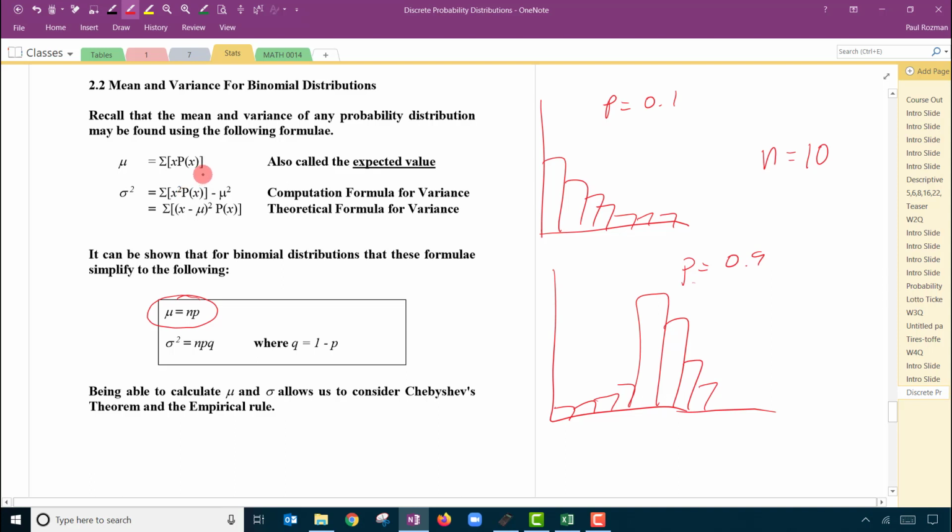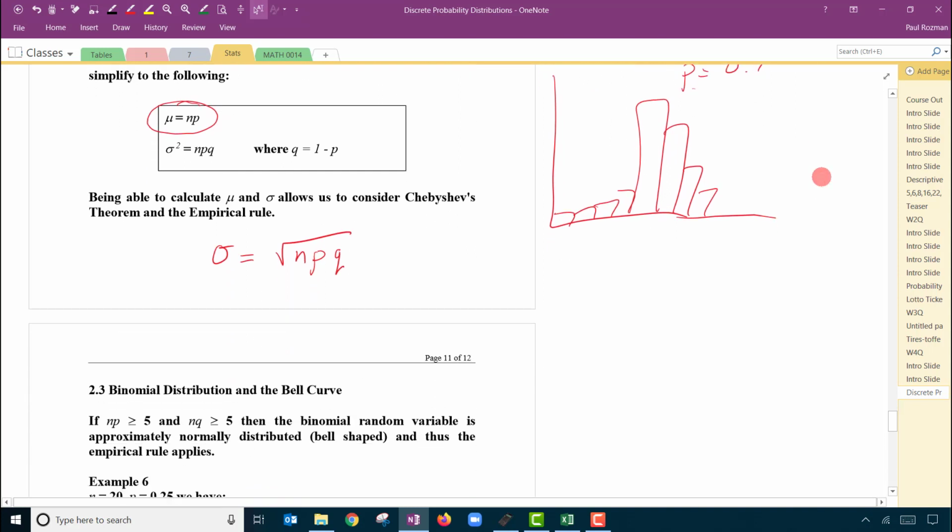The standard deviation is also very simplified. It's just the square root of npq. Remember, q is 1 minus p. So we can measure the variability of these sorts of plots as well. So once we know that, we can then again apply the empirical rule or Chebyshev's theorem. A lot of times they're skewed, you can see. So we would be using Chebyshev's criteria in that case. But sometimes these things are actually fairly symmetric, and then we can use the empirical rule.